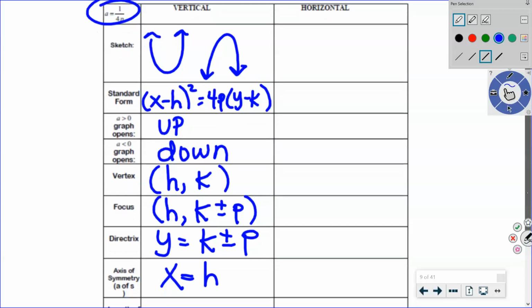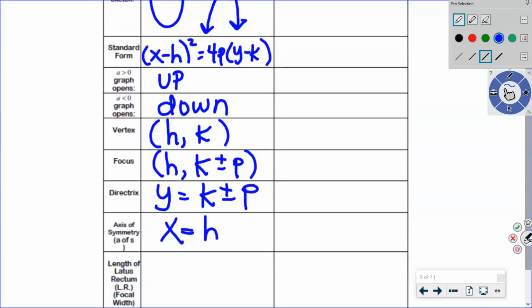And then when we looked at this page, the first thing we talked about was how your focal width was 1 over a. So it's so important for you to memorize your focal width. Your focal width is 1 over a, and your focal width always has 4p's. Always.